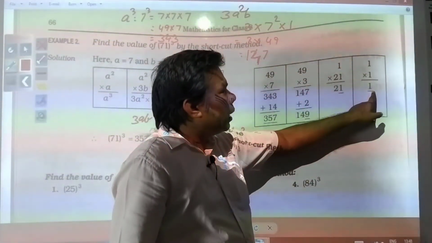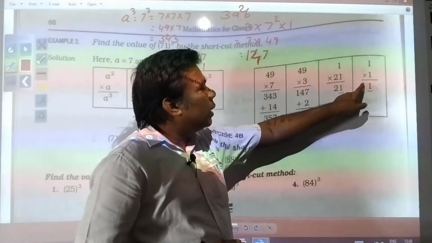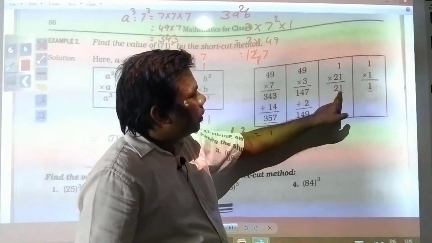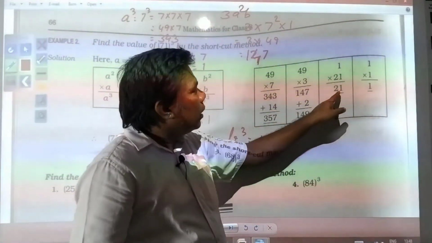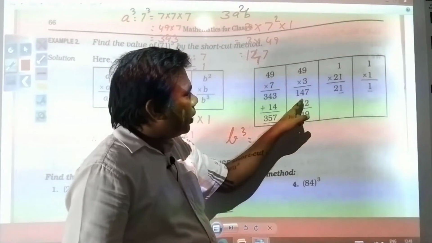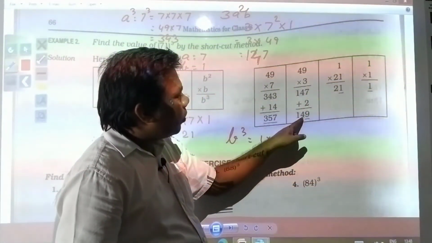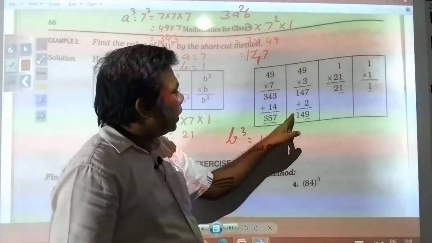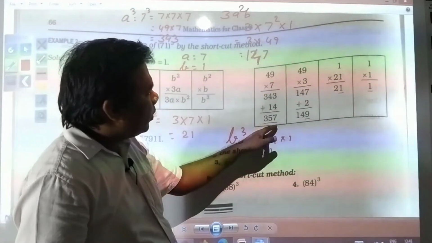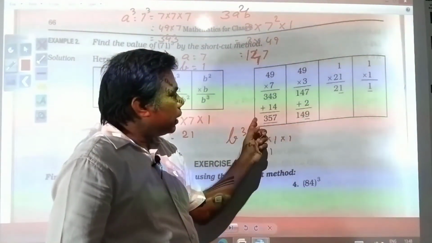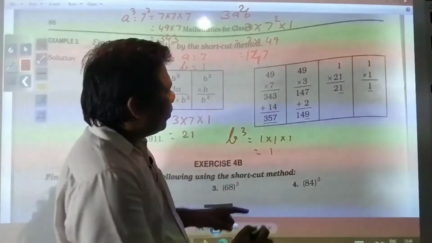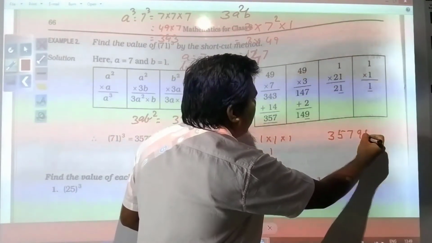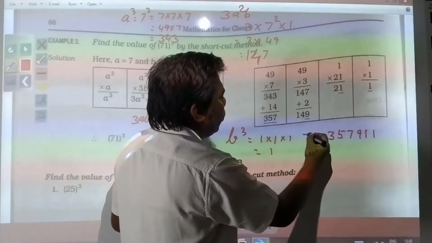This is required to be underlined. One digit only you have, so no other rest digits. Next you see 21 you have, so the ones digit is required to be underlined. You have the rest digit 2, which is required to be carried forward and added. You have got 149. The ones digit has been underlined, you have got 14 over here left. 14 is required to be added on this, you have got 357. At last whatever digit you are getting should be underlined together. So finally you have got 357911, and this is the cube of 71.